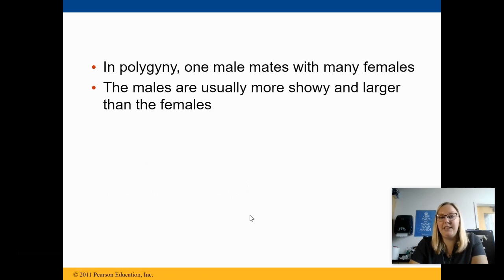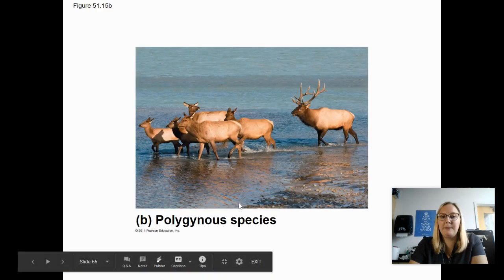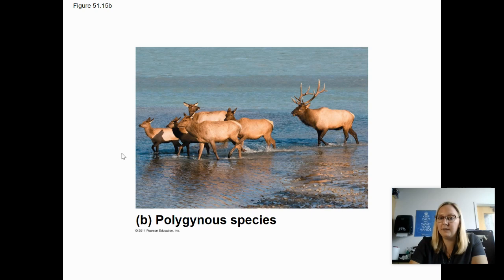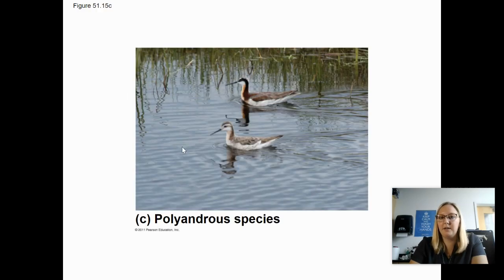In polygyny, one male mates with many females. The males are usually more showy and larger than the females, so like our deer. And in polyandry, one female mates with many males, and the female is often more showy than the males. So this is our female here, this is a male.